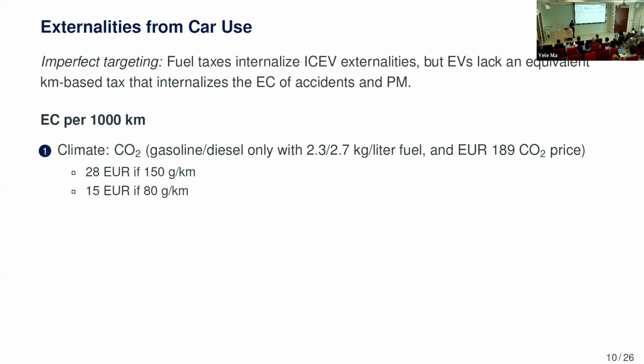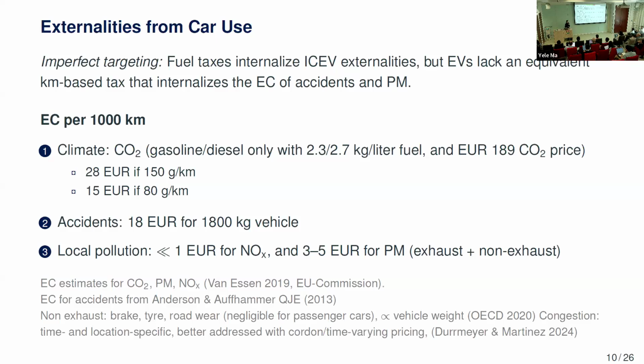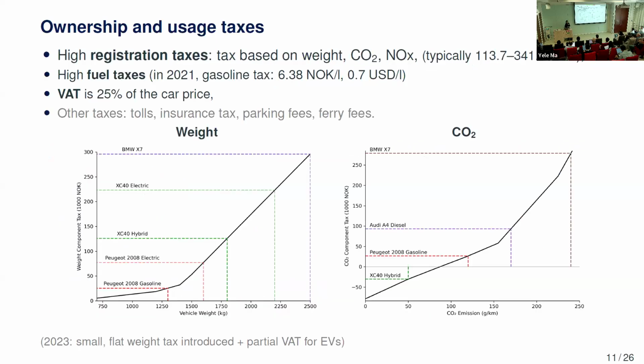So, when we think about the externalities, I just wanted to give you some numbers on how important they are. If you think about the external cost per 1,000 kilometers, CO2 would be really relevant. On average, we get 28 euros for a bigger car and 15 for a smaller car. Then accidents are also quite big, 18 euros for a 1,800 kilogram vehicle. And then local pollution is a bit smaller, as you can see. So less than €1 for NOx. Also, technology for diesel has improved substantially, so NOx is every time a bit less relevant in the model. And then the particulate matter.